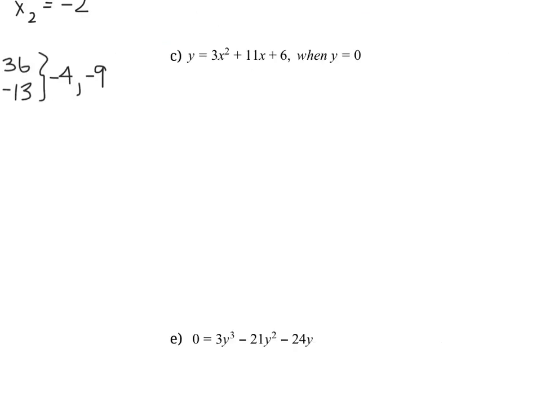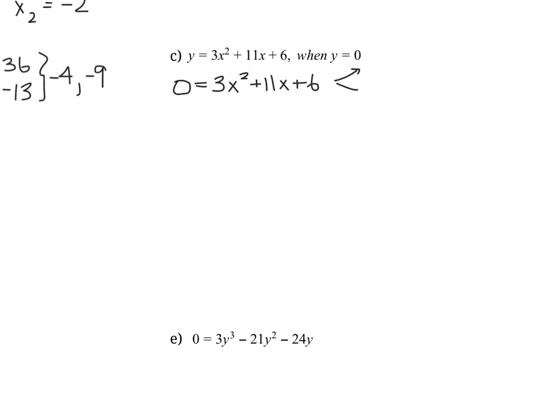So let's work with some bigger numbers. First, it gives us an equation. It says solve when y is equal to 0. So let's first do this quick 7. We have y equals 0, so we have 0 equals 3x squared plus 11x plus 6. Now we're just dealing with some bigger numbers. We have an a value that's not 1. No big deal. We're just going to follow the rules.